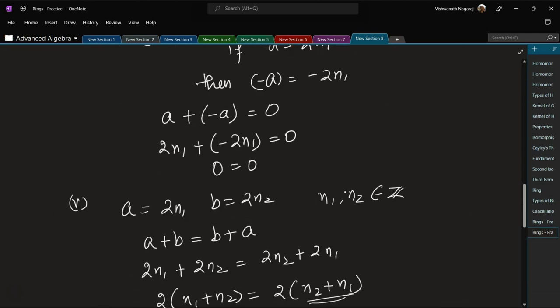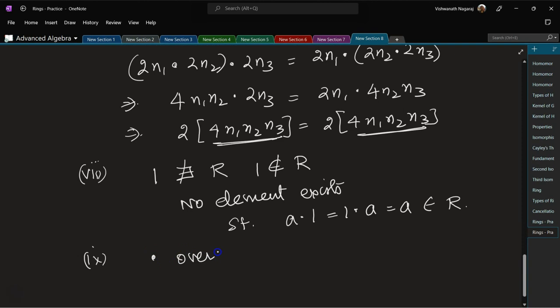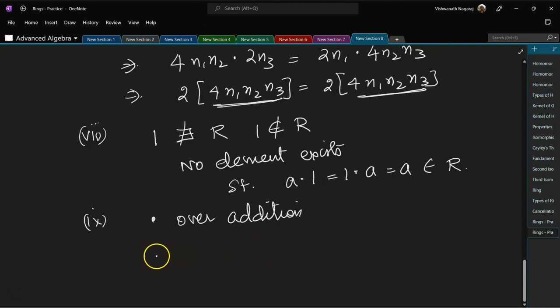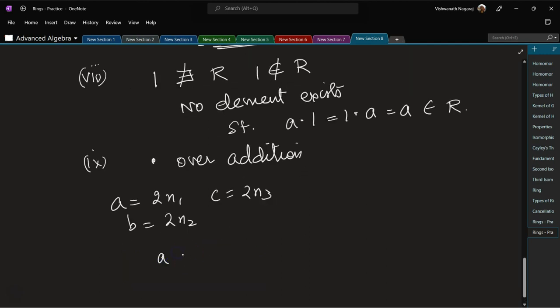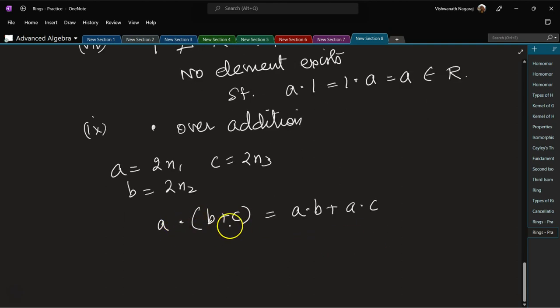Multiplication distributes over addition. So for this, again, let's take a = (2,1), b = (2,2), c = (2,3). So a times (b plus c) is equal to a times b plus a times c. And the other way around also we should do. This is left distribution. We should also show it for right distribution, but I'll restrict myself to left distribution.